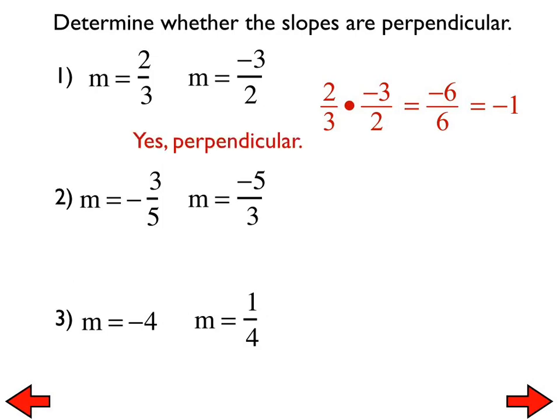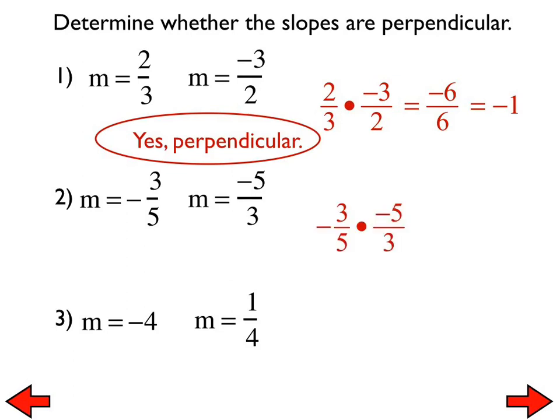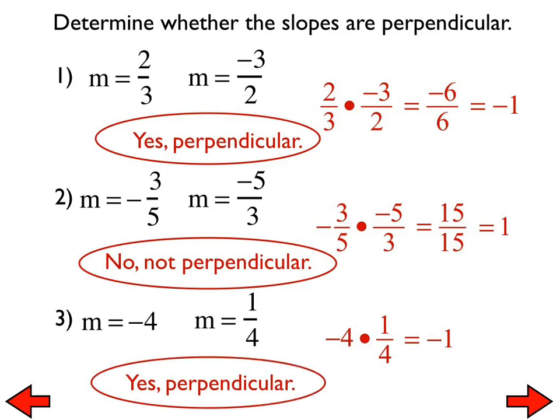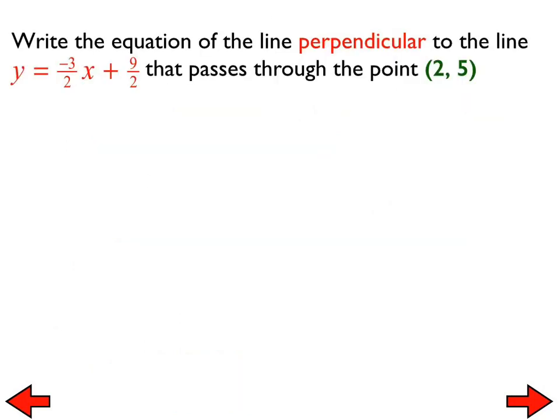How about number 2, perpendicular, yes or no? No. The thing that messes it up is they're both negative. So while they're reciprocals to each other, they are not opposite. Or if you multiply them together, you get +1, not -1. Number 3, perpendicular or not? Yes. They are opposite reciprocals, or if you find the product, you get -1. Whatever it takes for you to understand how to find the slope of something that would be perpendicular to something else. All right. Next problem.